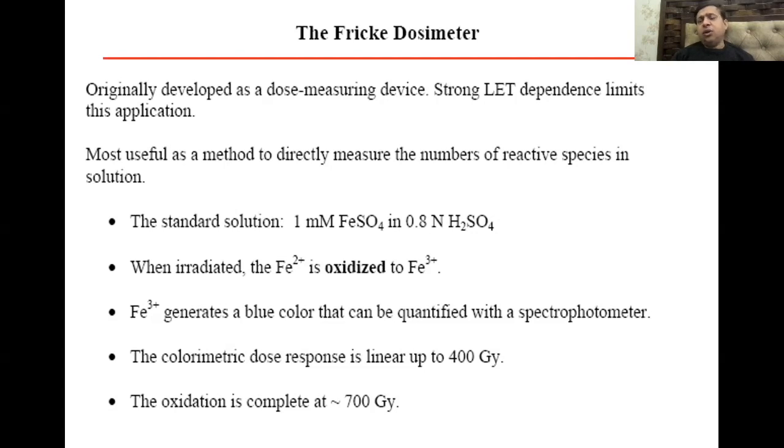Otherwise, if you go beyond 400 gray, then you have other methods available which can be used to quantify the doses. Oxidation is complete at 700 gray. So the most ideal condition is 40 gray to 400 gray. Beyond that 400 gray, you require other methods to quantify it.